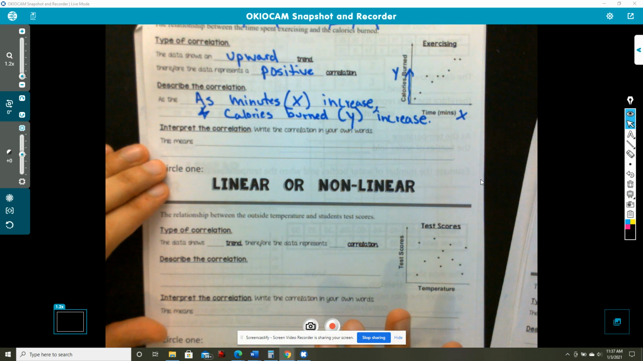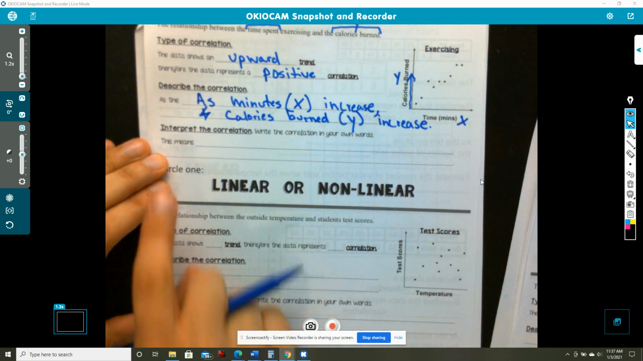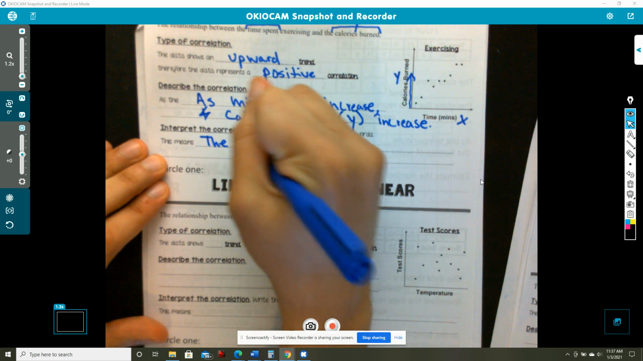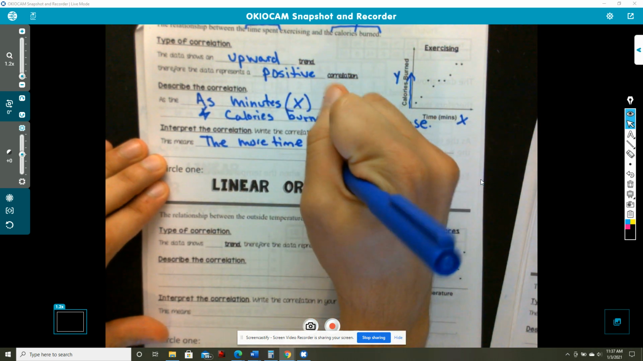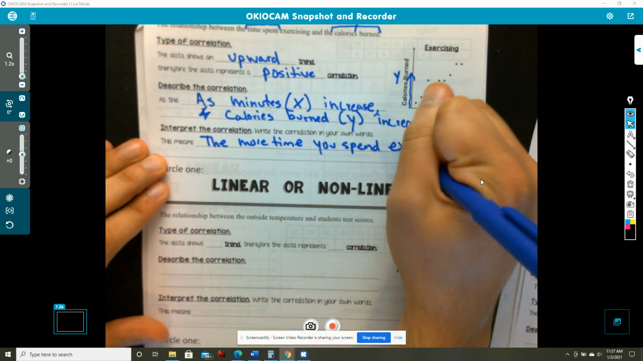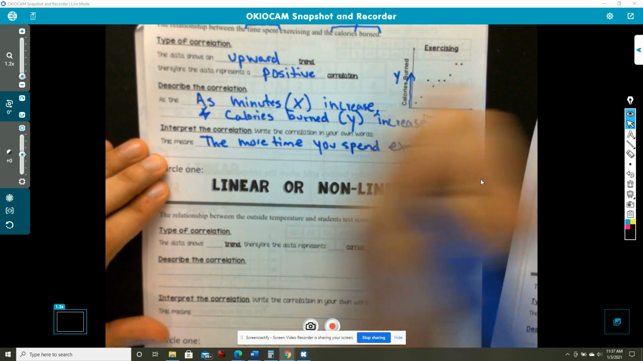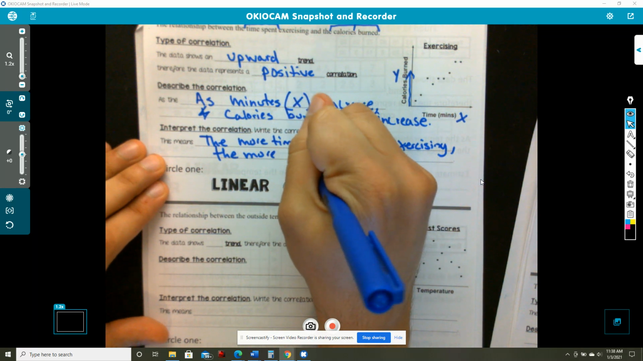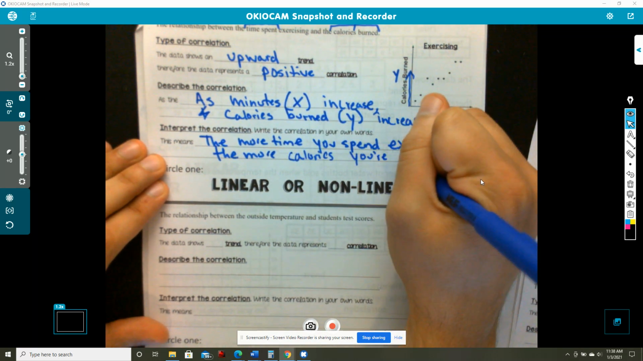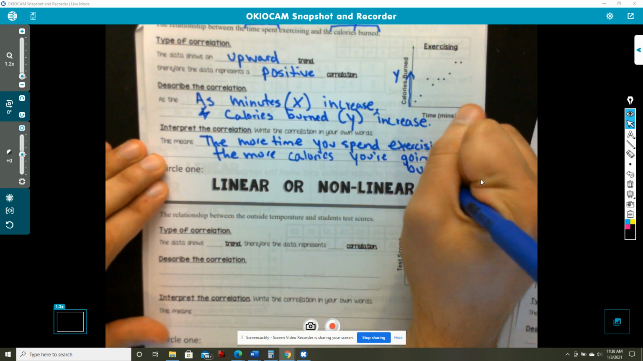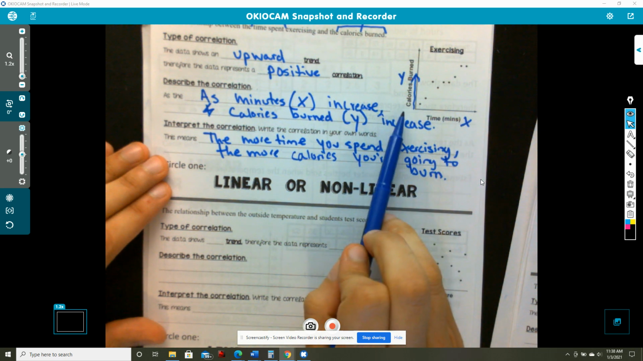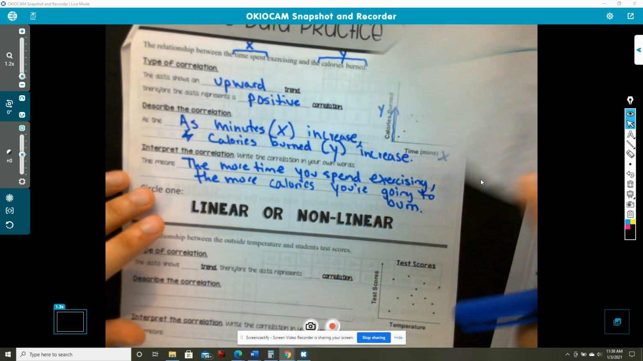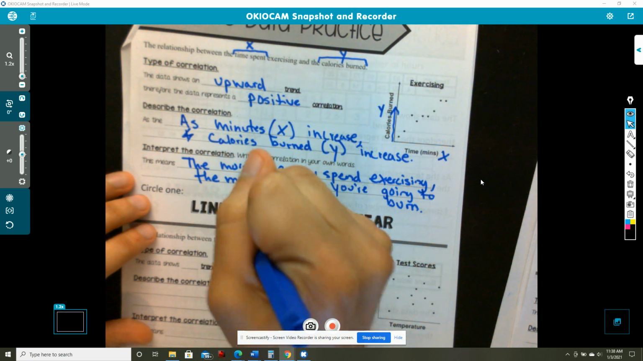All right, so now it says interpret the correlation. Write the correlation in your own words. So basically what this means is the more time you spend exercising, the more calories you're going to burn. So as time goes up, calories burned goes up. It says circle one, linear or nonlinear. So remember, linear is a straight or near straight line, and we already established it's a positive trend, so it is going to be linear.